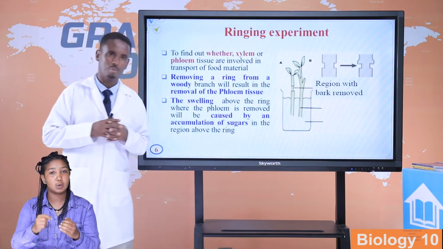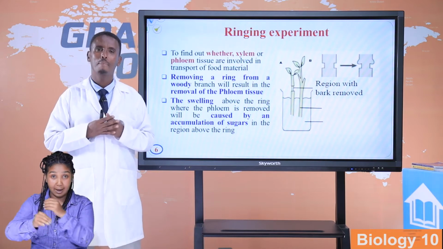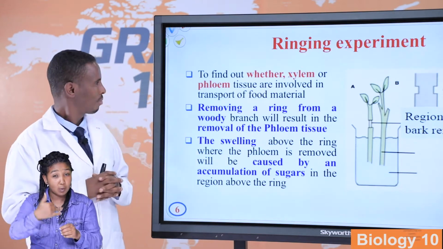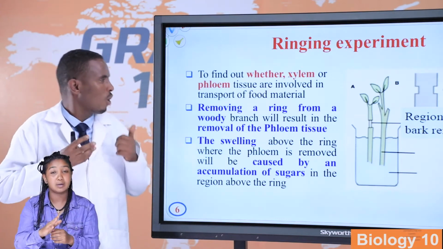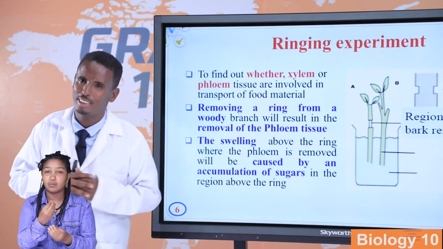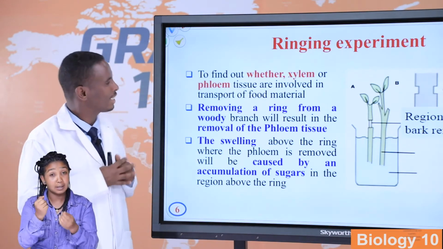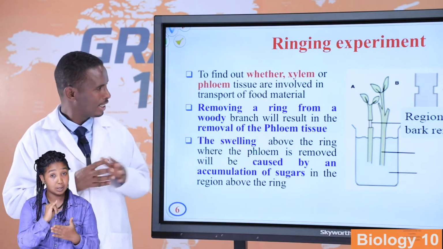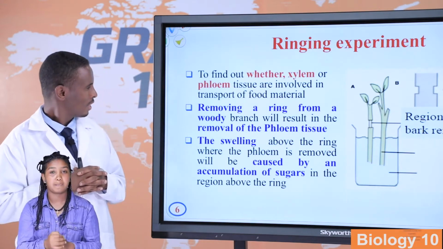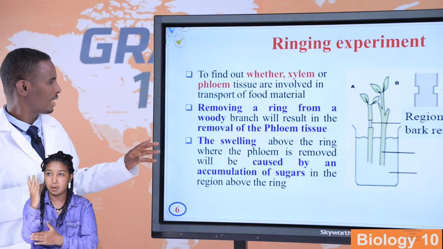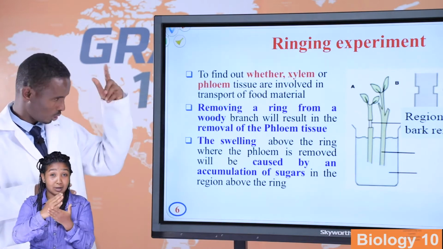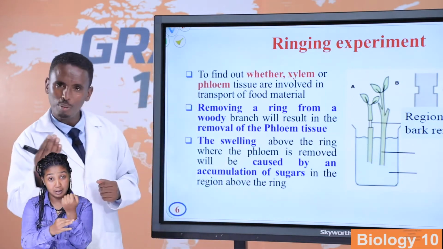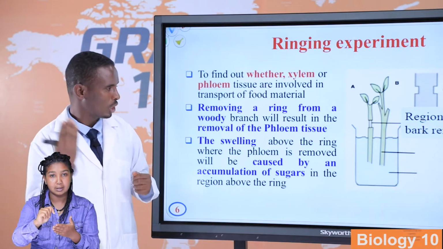The ringing experiment checks whether xylem or phloem tissue is involved in the transport of food material. This is done by the ringing experiment. As you see here in this experiment, a ring is removed from the woody branch, which removes the phloem tissue.